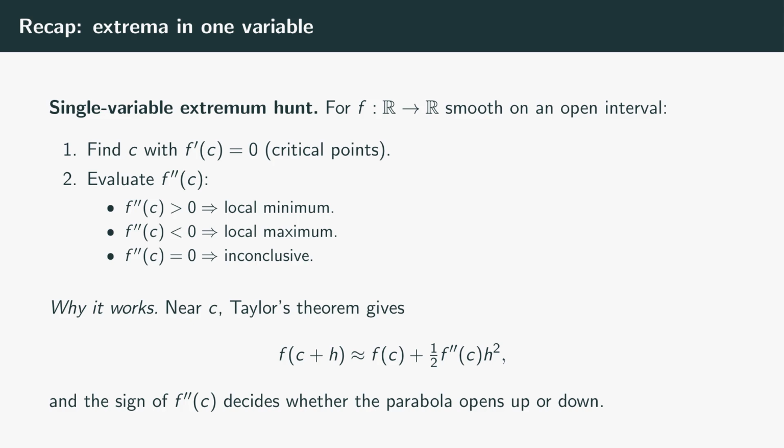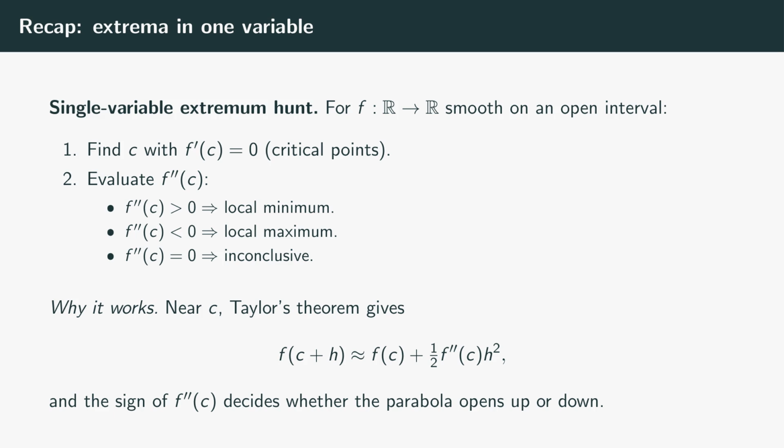Quick recap from single variable calculus. Step 1. Find critical points by setting f' of c equal to 0. Step 2. Check f'' of c. If it is positive, the graph is locally a parabola opening upward, so c is a local minimum. If f'' of c is negative, the parabola opens downward and c is a local maximum. If f'' of c is 0, the test is inconclusive and we go hunting with higher derivatives or a sign change of f'. The reason it works is Taylor's theorem.